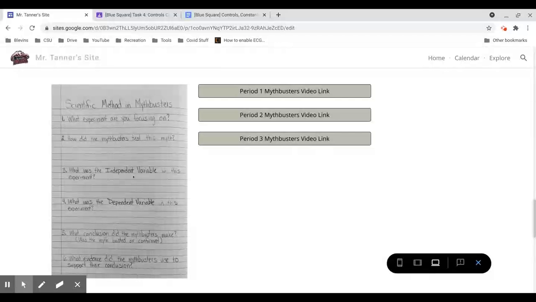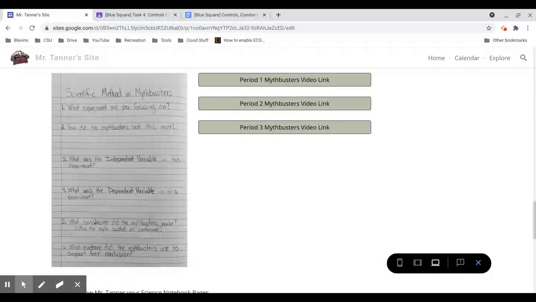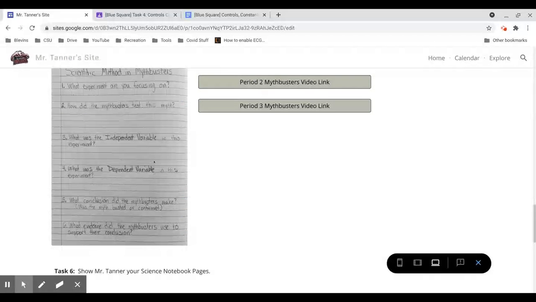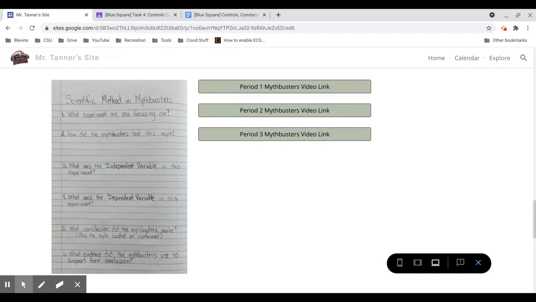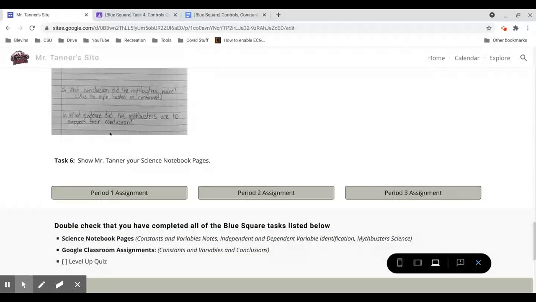Number 3, what was the independent variable? So what did they change on purpose? Number 4, what was the dependent variable? What did they measure as a result of that? Number 5, what conclusions did the Mythbusters draw? Was the myth busted, confirmed, or plausible? And then what evidence did they use to support that conclusion? So you're going to fill out this information during the episode of Mythbusters. This will just go into the next page of your science notebook.